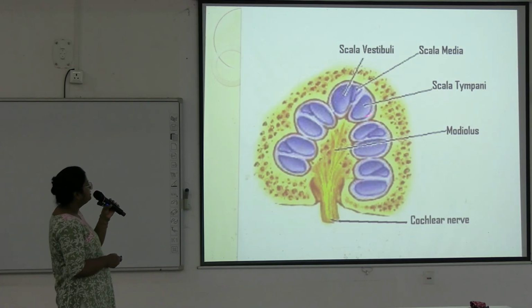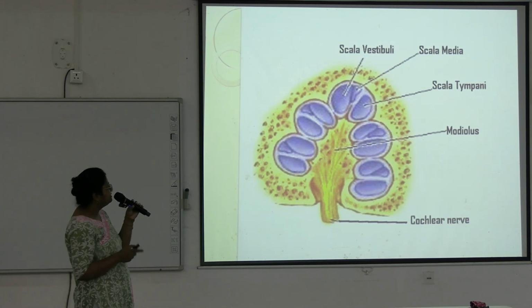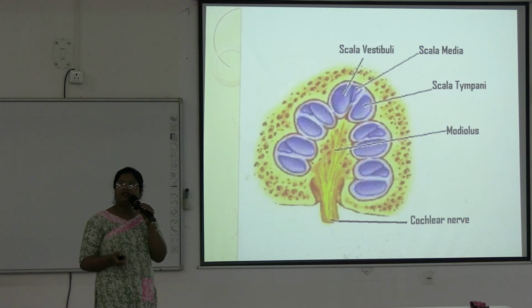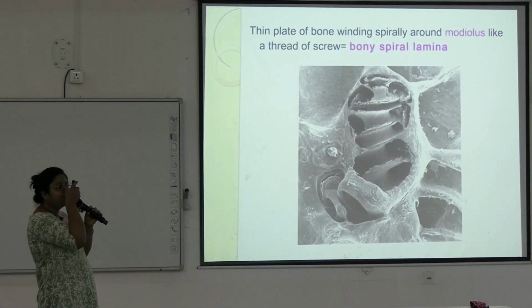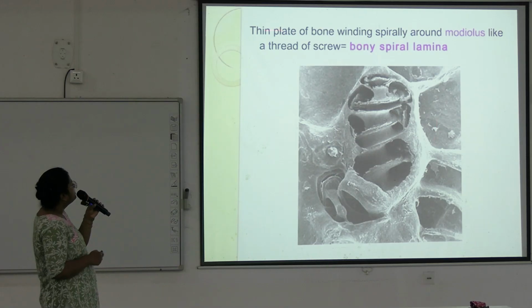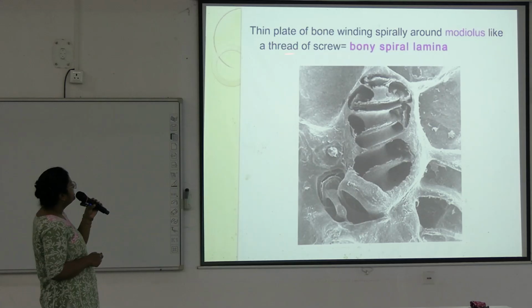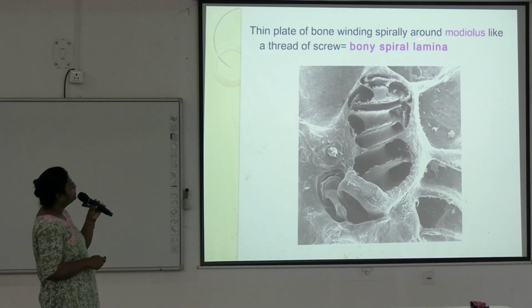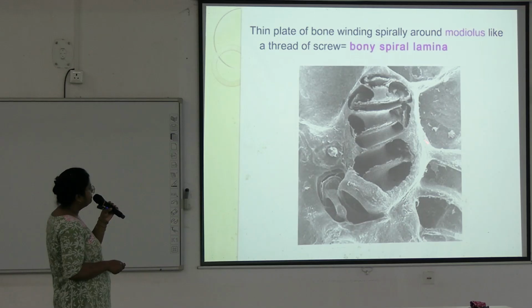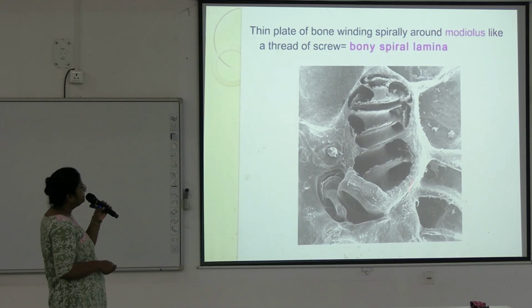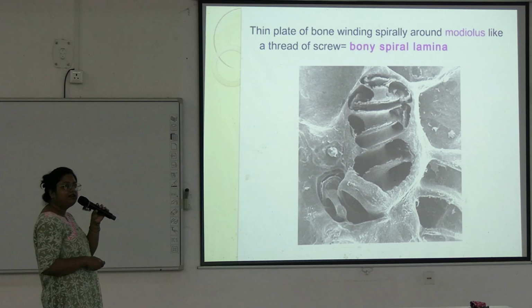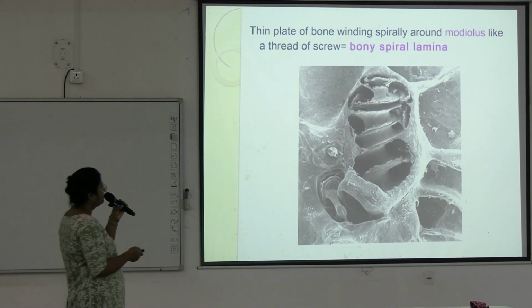And see, in each section of the cochlear duct, you are getting 3 cavities: scala vestibuli, scala tympani and the middle scala media. And within this scala media lies the organ of Corti, okay, the organ of hearing. See, this is an electron microscopic view of a section of the cochlea. So, this thin plate of bone winds spirally around the modiolus like the thread of a screw, forming the bony spiral lamina. Okay, so this pyramid shaped structure is the modiolus, around which there is the bony spiral lamina, around which the cochlear turns are occurring.